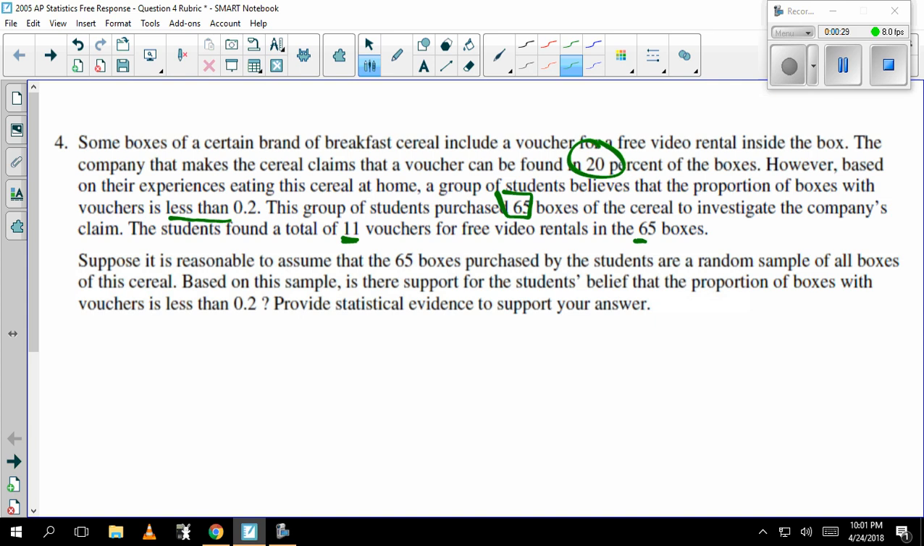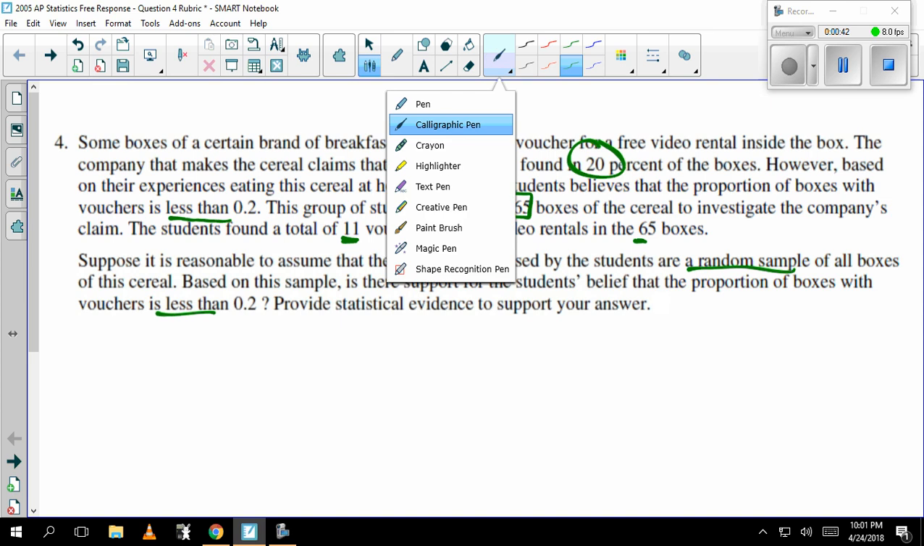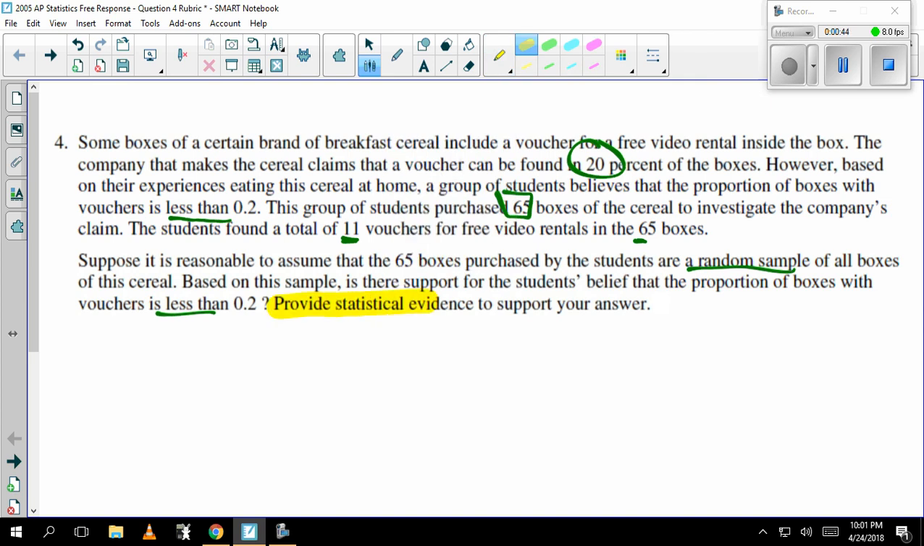Suppose it's reasonable to assume these 65 boxes are a random sample. Based on what we have from this sample, is there evidence to support the belief that the truth is less than 0.2? Provide statistical evidence to support your answer. I personally think that this sentence right here is unnecessary because it's a free response question. You've got to do that if you want to have any credibility.